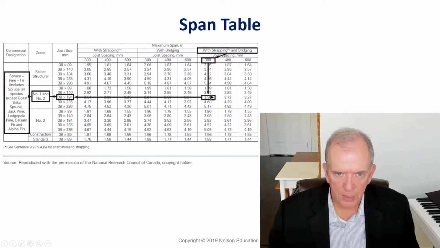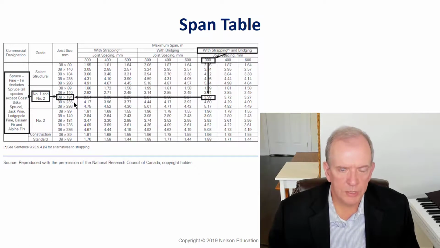So if I keep it at 3.8 meters, then that would tell me I could use 2x8 joists, 38 by 184. This is a 2x4, this is a 2x6, this is a 2x8, 2x10, 2x12. Instead of remembering each metric size, you can just remember 2x4, 2x6, 2x8, 2x10, 2x12. And that would be the species, and that would be the grade. That's how the numbers are arrived at.